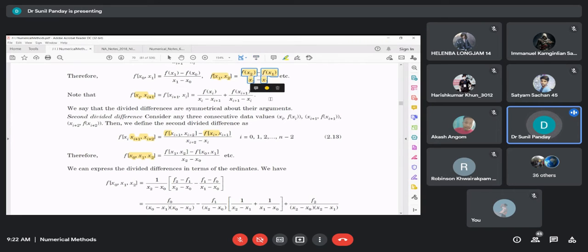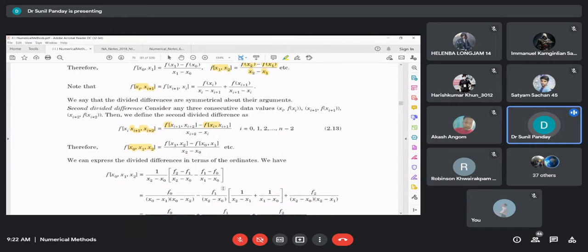And here instead of f of x2 he has written f2. I already told you the notation: wherever f2 means f of x2, and f1 means f of x1. Sorry, this is wrong here, it should be x1: f2 minus f1 upon x2 minus x1, here it should be 1, and f1 minus f naught upon x1 minus x naught.